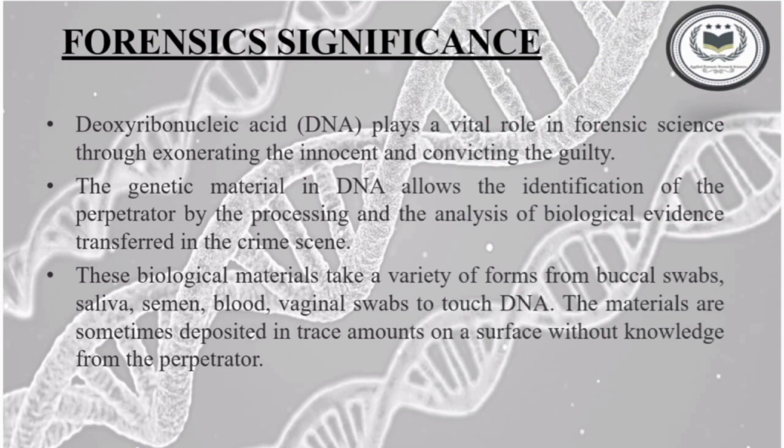This biological evidence we get in the form of various swabs such as swabs from the buccal cavity, saliva, semen, blood, and vaginal swabs, as well as touch DNA. From this information we can code for various genetic material and then we can identify the person.